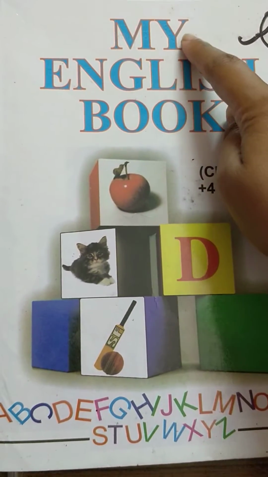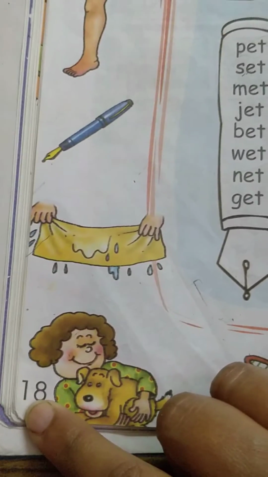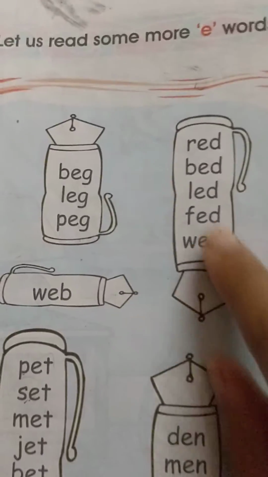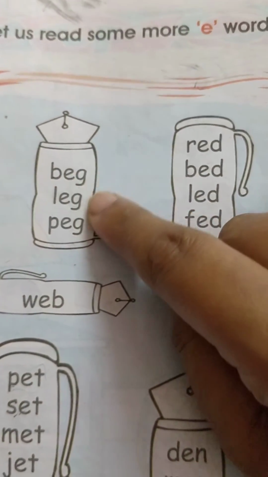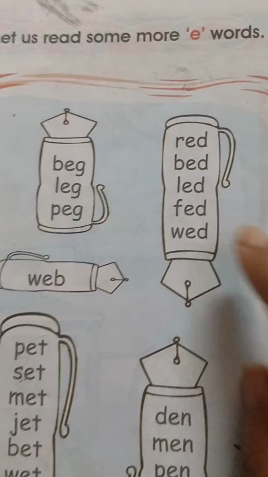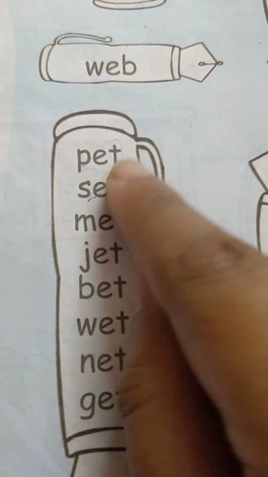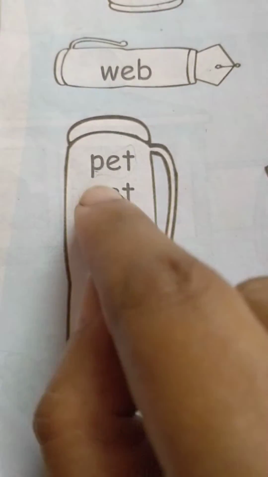Take out my English book and open page number 18. You have already done a g sound words and a d sound words. And today we will do a t sound words.